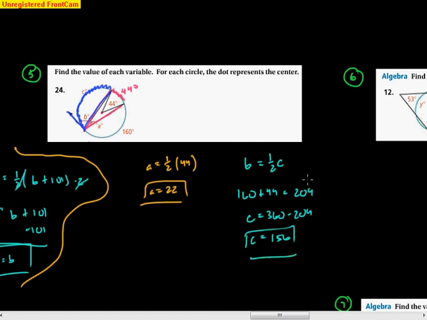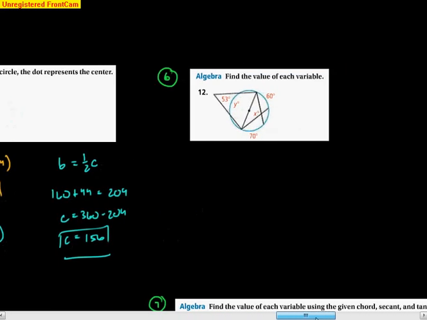So now that I have C, I can find B. B is half of 156. B is 78. And there you go. Okay, a couple more left. Number 6 here. Find the value of each variable. Okay, so we need to find x and y here.